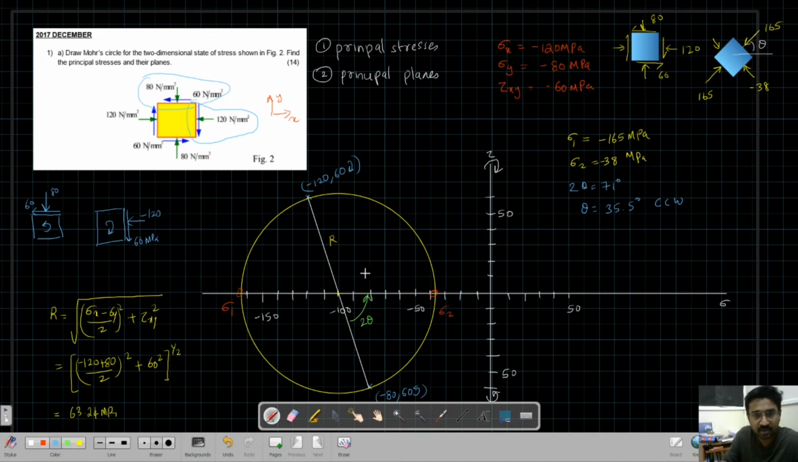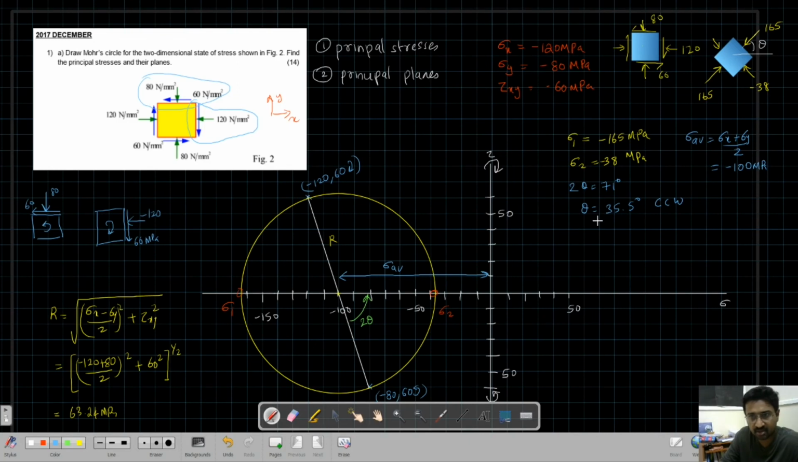And the center point of the circle is generally called the average stress or sigma average. So sigma average can be found by sigma average equal to sigma x plus sigma y by 2. That is nothing but minus 120 plus minus 80, so minus 200 by 2 is minus 100 MPa. You can see this from the graph also. It is 100 MPa. It is matching. So this is how you find the center of the circle.